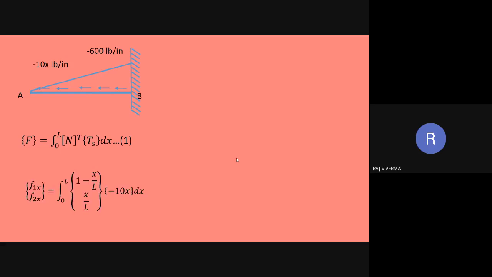Since we know the expression for shape functions, and since shape functions have been represented by a row matrix, and as we are taking its transpose, therefore the transpose of the shape matrix is going to appear as a column matrix, and minus 10x happens to be the intensity of loading. The entire thing is going to be integrated from 0 to L, that is the length of the domain.